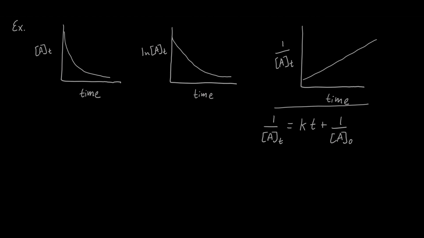And what we notice here is that there's no negative sign in front of the K, so K is positive, and therefore with second order reactions we would expect our slope to be positive, which is what we see in this graph. So that confirms that this would be a second order reaction.